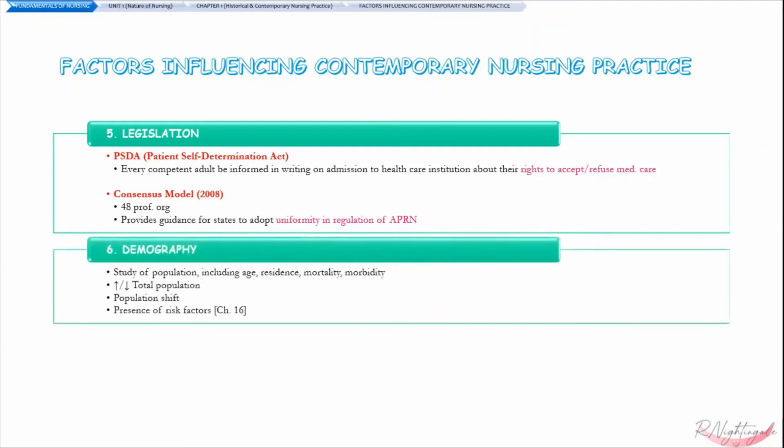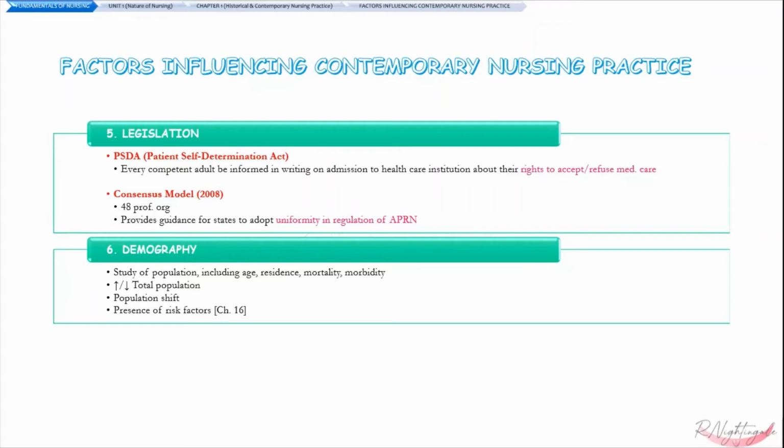Sixth factor is demography. Demography is the study of population, including statistics about distribution by age and place of residence, mortality or death, and morbidity or incidence of disease. From demographic data, the needs of the population for nursing services can be assessed. For example, the total population in North America is increasing. The proportion of older adults has also increased, creating an increased need for nursing services for this group.